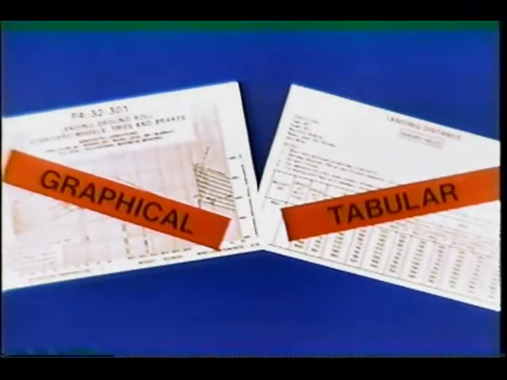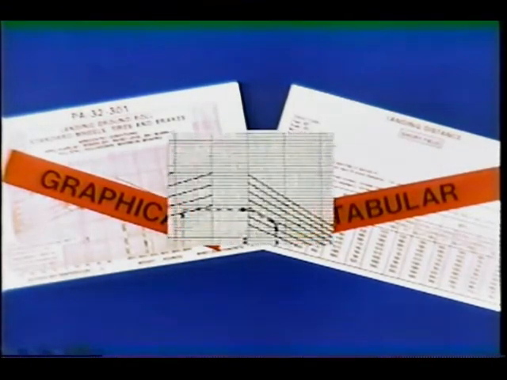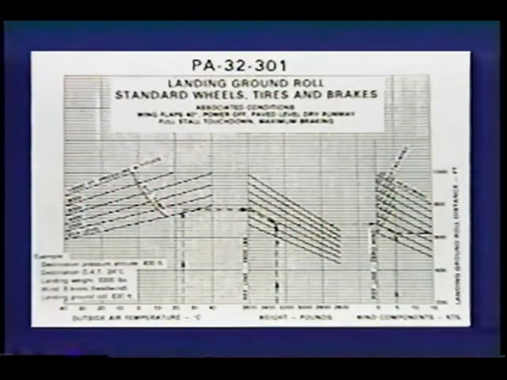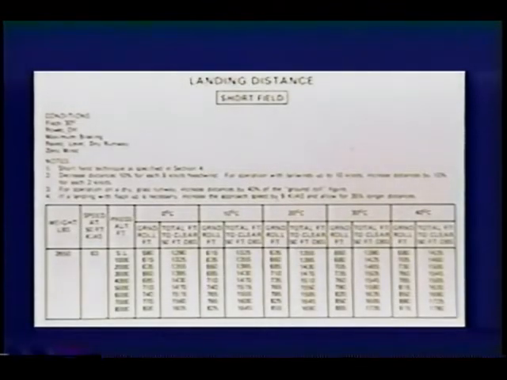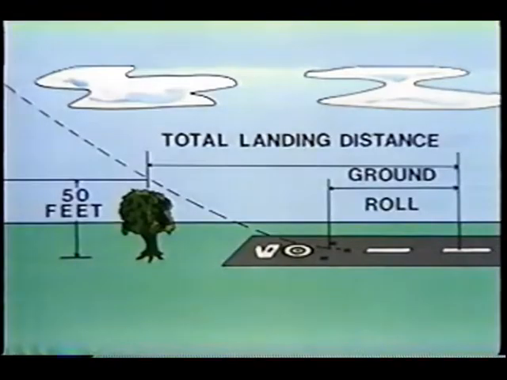Aircraft performance charts are presented in one of two fundamentally different formats: the graphical and the tabular. This particular example of the graphical format shows the landing ground rollout distance under various conditions. And here is an example of similar data for another aircraft presented in the tabular format. This particular performance chart provides both landing rollout distance and total landing distance. Total landing distance, by the way, is the landing distance from a 50-foot obstacle to a full stop.